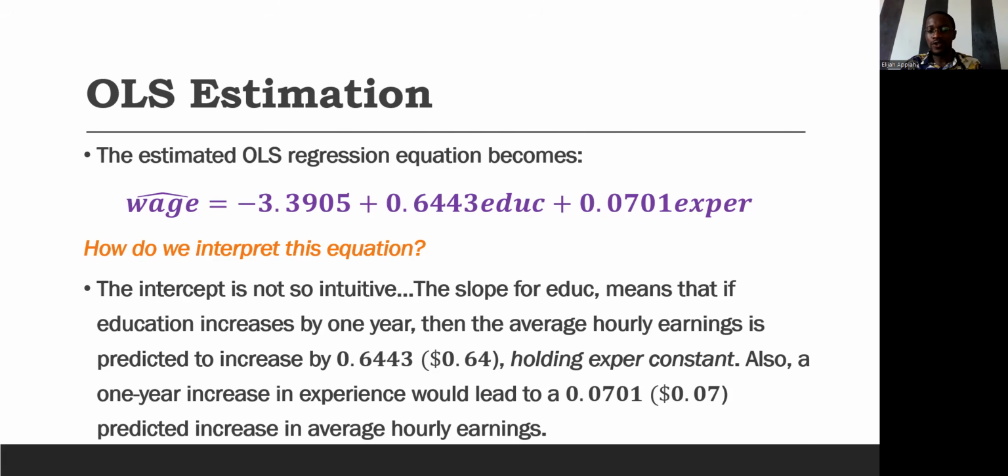The slope of education and the slope of years of experience give us an idea about how they affect wage. Because the slope of education is positive, when the years of education increase by 1 year, the average hourly earnings wage is predicted to also increase by 0.64, holding experience constant. We hold the other independent variables in the model constant in the interpretation. Also, a 1 year increase in experience will lead to a $0.0701 predicted increase in average hourly earnings, holding the years of education constant. So that's how we interpret this model.